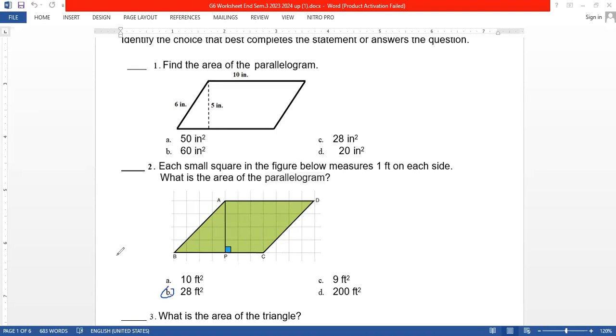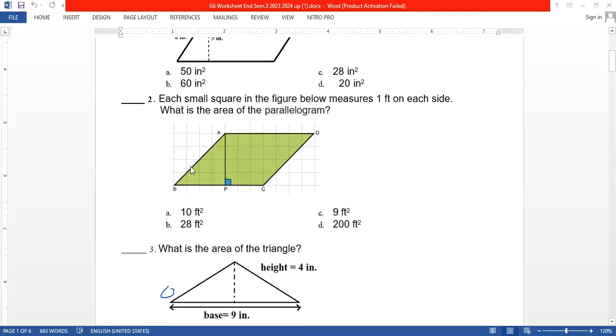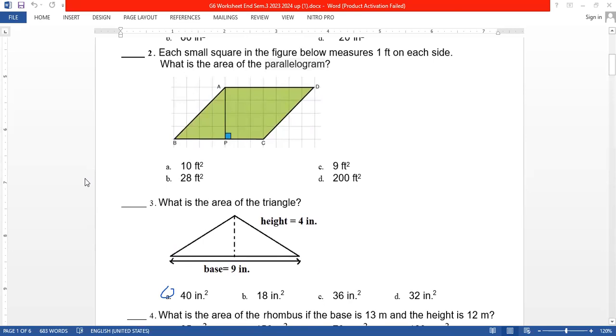Now we go to question number 3. What is the area of the triangle? You have to remember, in the area of a triangle, you multiply the base by the height, but then multiply by half, or divide by 2. So the base is 9 and the height is 4. 9 multiplied by 4 equals 36. 36 divided by 2. Don't forget to divide by 2.